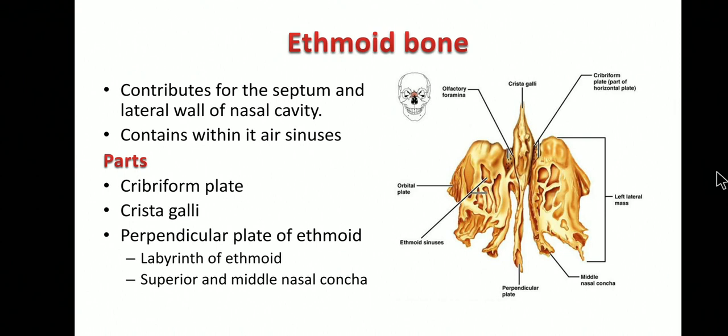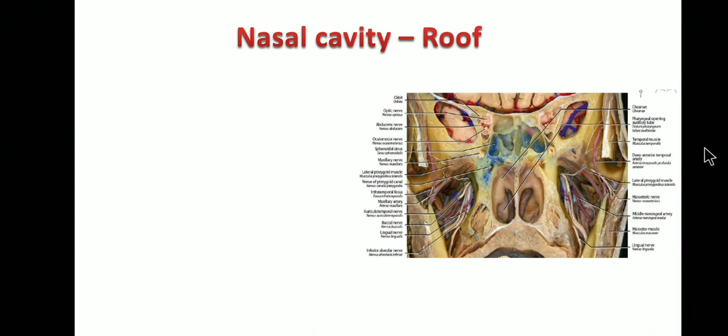So these are the basic features of the ethmoid bone which you should know, because mainly it contributes to the septum. The cribriform plate contributes to the roof, and the labyrinth with its bony projections contributes to the lateral wall of the nasal cavity. So it contributes to almost all the walls of the nasal cavity except the floor.